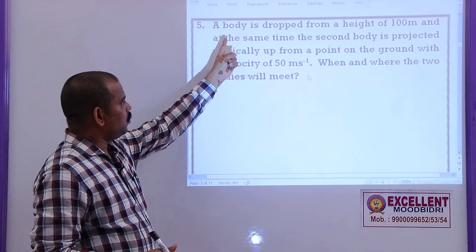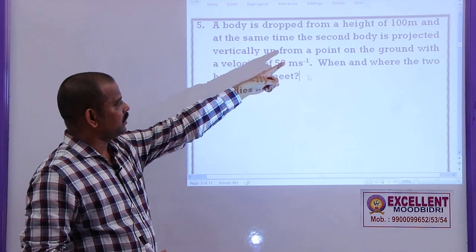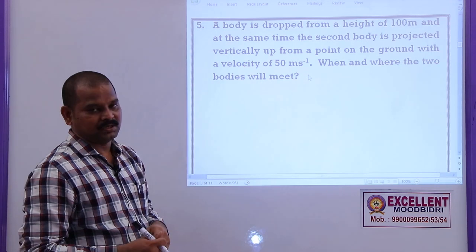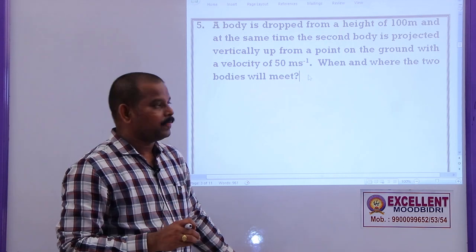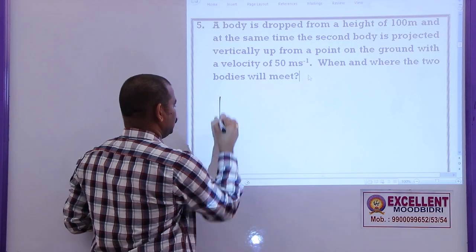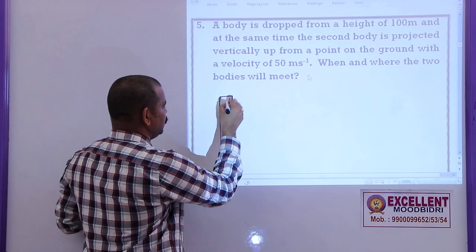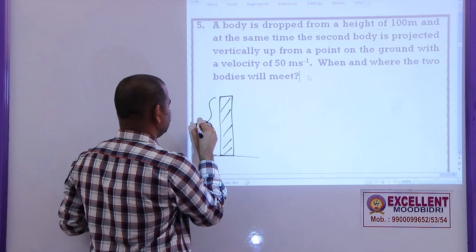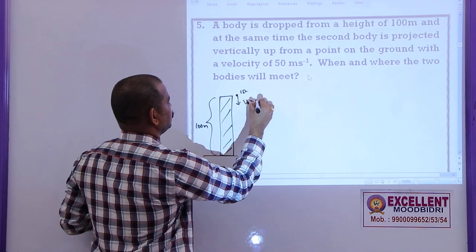Fifth problem: a body is dropped from a height of 100 meters, and at the same time a second body is projected vertically up from a point on the ground with a velocity of 50 meters per second. When and where will the two bodies meet? In PUC, I solved a similar problem with different data, while teaching the concept of time of ascent and time of descent. Here this is a tower of height 100 meters. The first body is dropped freely, so initial velocity will be 0.